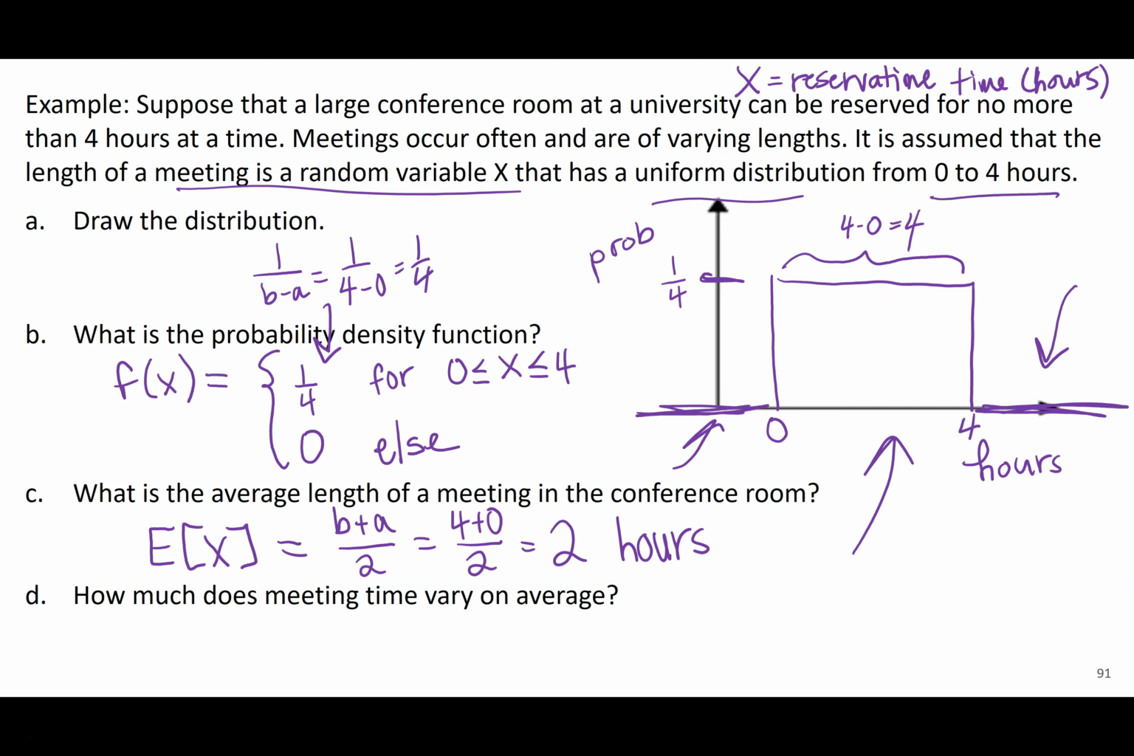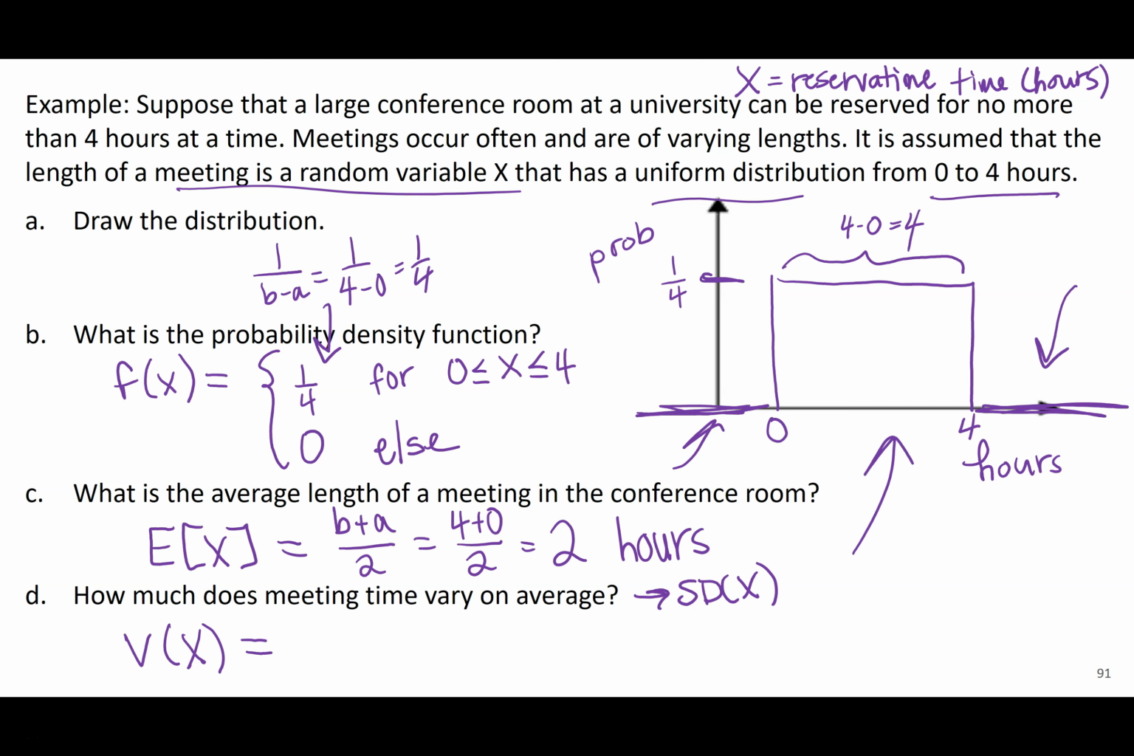Then how much does meeting time vary on average? It's specifically asking us for the standard deviation of x. As any time when we're calculating the standard deviation, we're going to find the variance first, and once we find the variance, then we're going to take the square root. So once again, this is a really good time to pause and attempt this yourself.